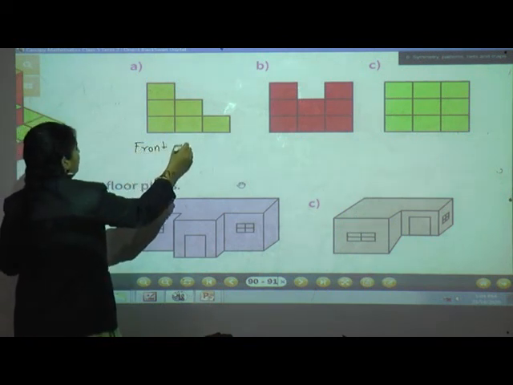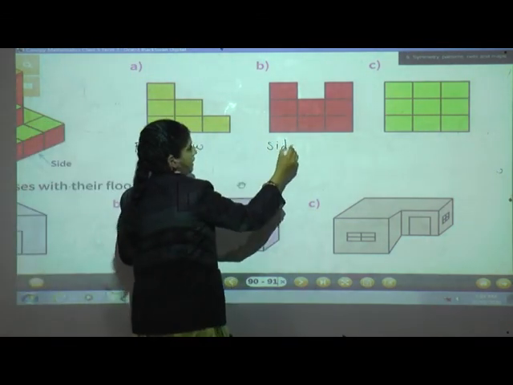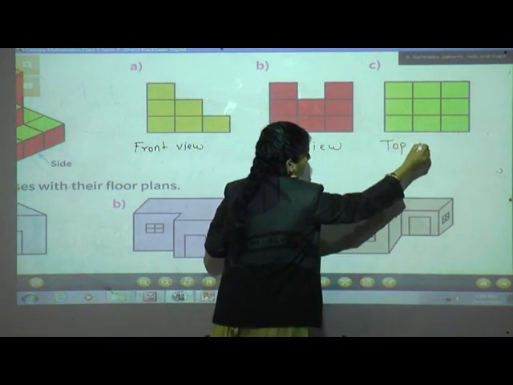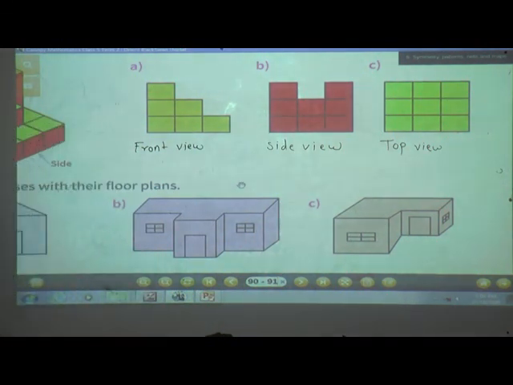Now B1, side view, and this one is a top view. Okay, all of you understood this? Okay, now we will see the fifth one.